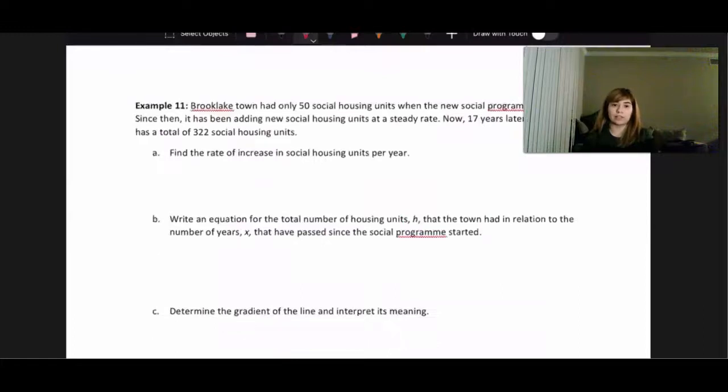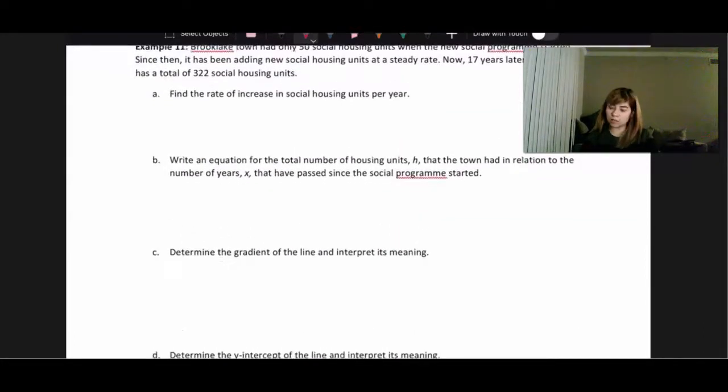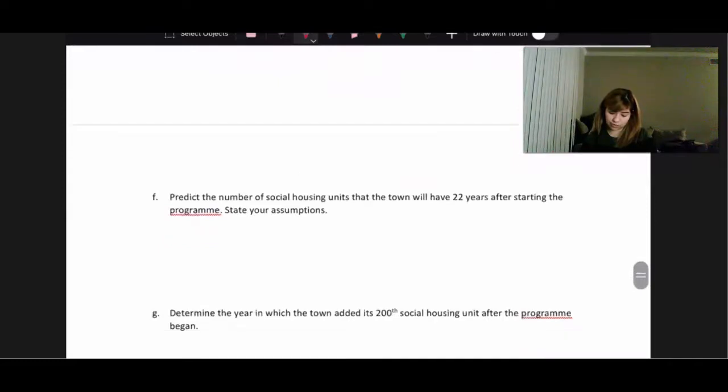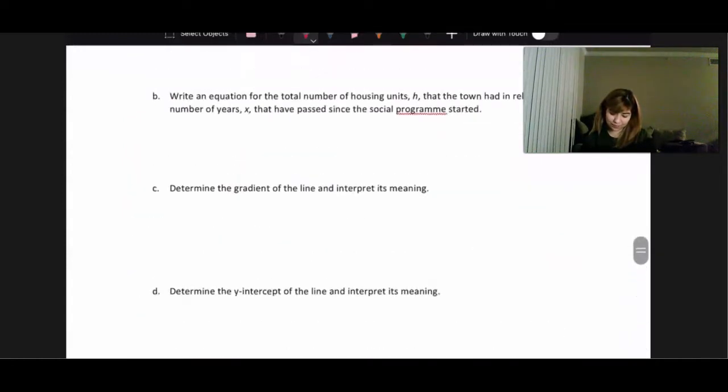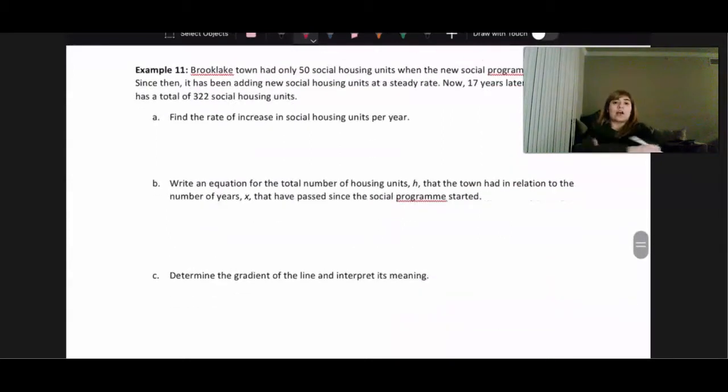But let me go a little bit faster. So we're almost done. Okay, let me go a little bit faster. There's more examples than I thought. So we have this town that only has 50 social housing units when the new social program started. Since then, it has added new social housing at a steady rate. 17 years later, the town has a total of 322 social housing units. So we have to find the rate of increase in social housing per year.